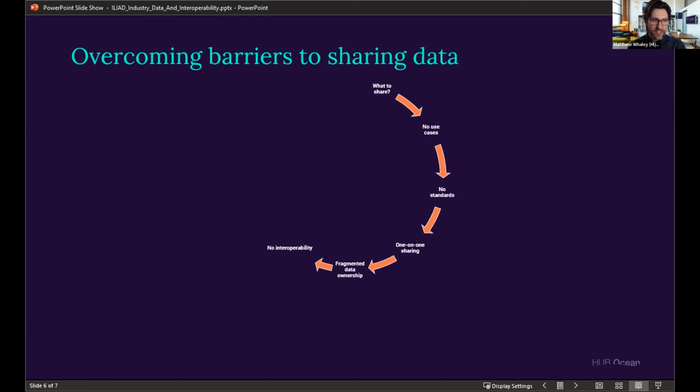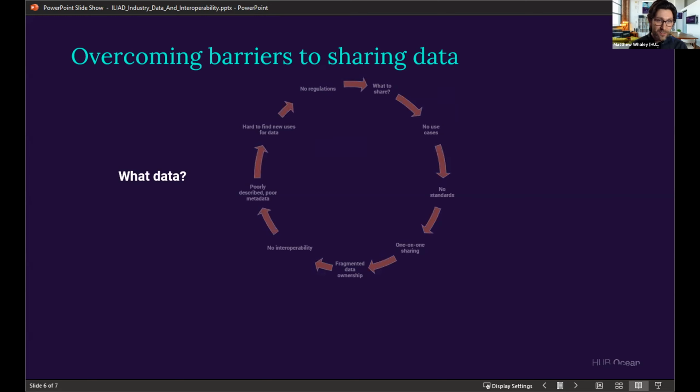All of this means that interoperability isn't really invested in. The data isn't described so well. This whole thing fits together: use cases are harder to find because the data isn't interoperable, and this cycle continues. Regulations aren't put in place, so people don't know what to share. So we need to break through some of this, and we need to identify very clearly what data exists, how to share it better, and why to share it in the first place.